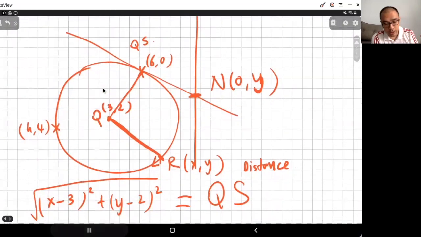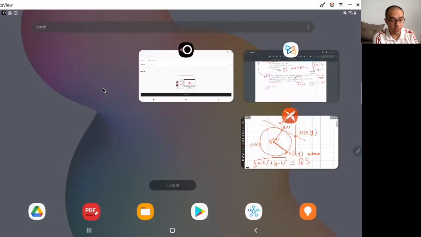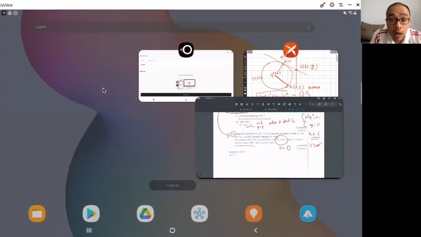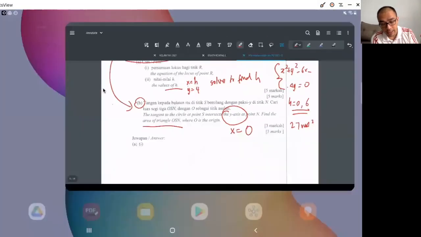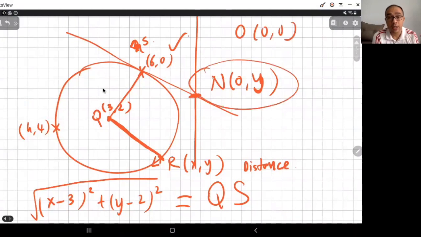So the question is, how do you find the area of triangle OSN? We have O, which is the origin, (0, 0). S we already have. The problem is how do we find this N, which is (0, y).